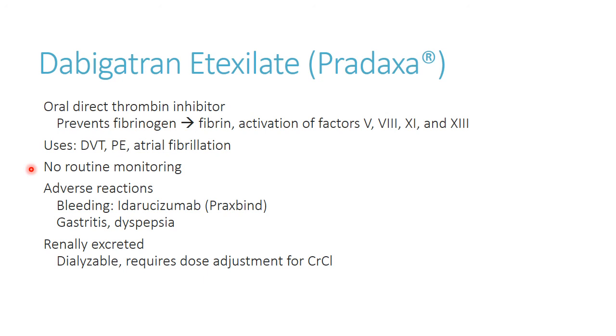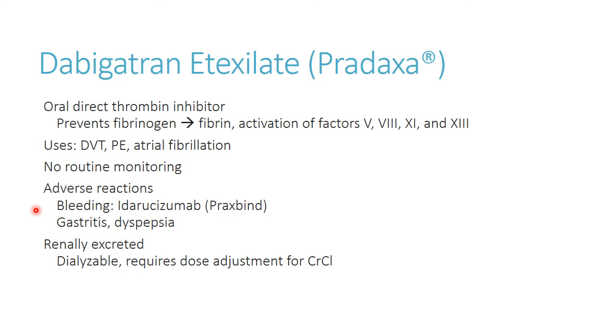The other big thing: no routine monitoring. You don't look at APTT, you don't look at PT INR, you don't look at anti-factor 10A. None of those really get affected that well or that consistently. So we actually don't really do any monitoring with this one. So that's the benefit. But the other problem is that if you did have bleeding, there's no good way to reverse that, right?